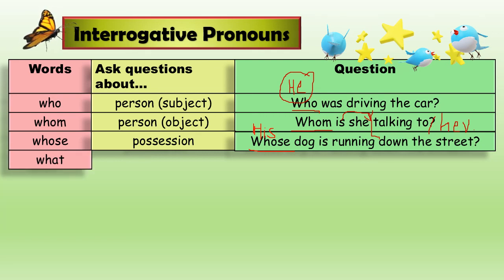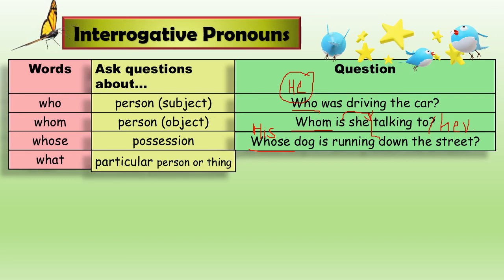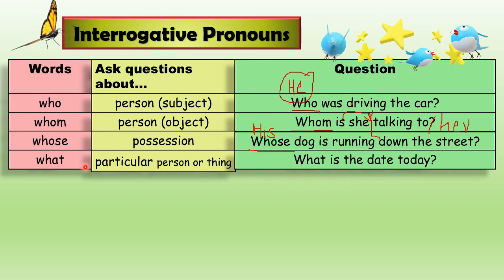What? When we want to know about a particular person or thing, we make questions from what. Like, what is the date today? What do we want to know? The date. What is the date today? That means today is 24th July. Is it clear, children? So, what is the date today?